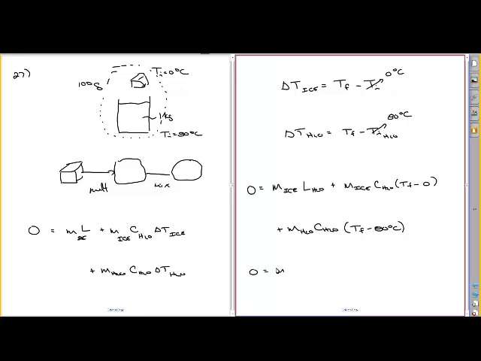So if we multiply all this stuff out, I'll just use M sub I for the mass of the ice, latent heat, plus the mass of the ice times C for H2O times T sub F. So that's what I get there. And then I get plus the mass of the water times specific heat of water times T sub F minus the mass of the water times specific heat of water times 80.